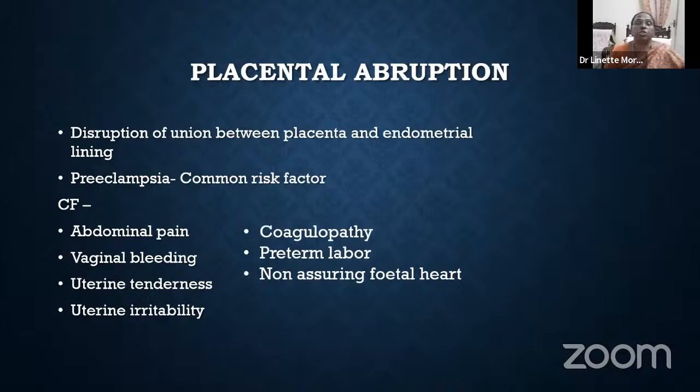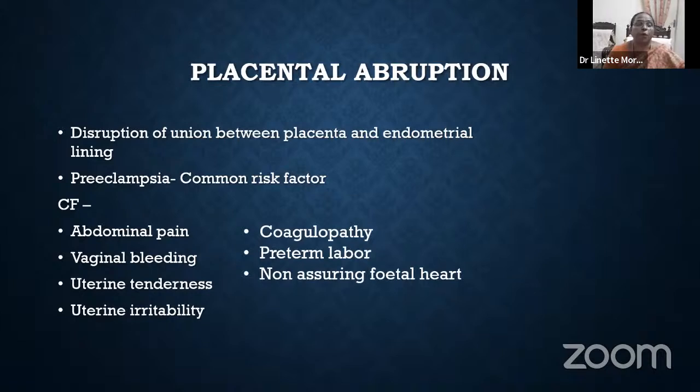Now we come to the most important cause, that is the placental abruption. Abruption is due to disruption of the union between the placenta and the endometrial lining. A number of causes have been postulated, most important risk factor being preeclampsia.